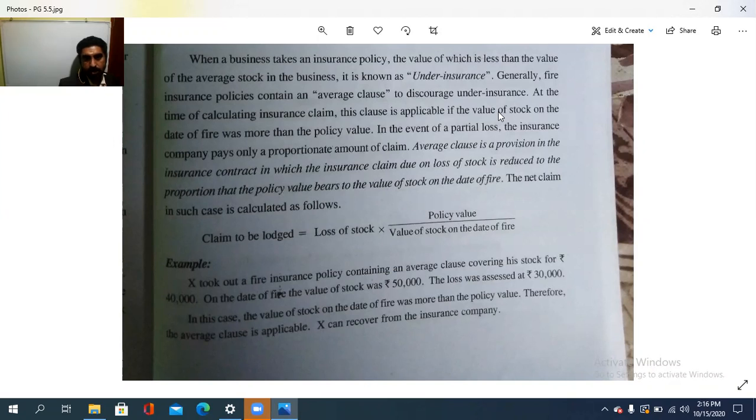Value of the stock 50,000, policy value 40,000, loss 30,000. So therefore, the average clause is applicable.